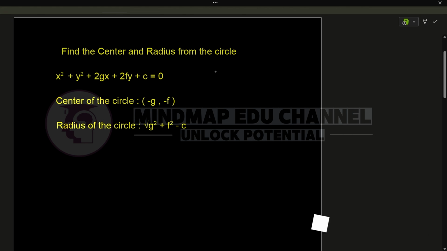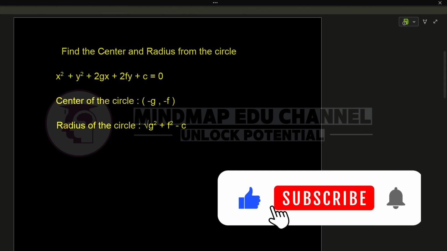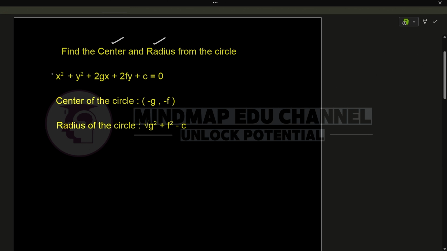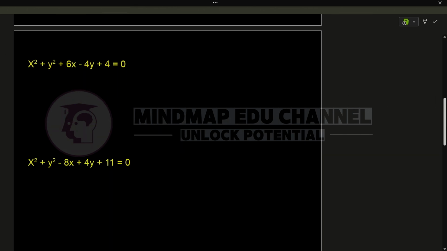In today's video, we will talk about how to find the center and radius of a circle by comparing it with the general equation x square plus y square plus 2gx plus 2fy plus c equals 0. Then the center of the circle will be given by (-g, -f), and the radius of the circle can be calculated by taking the square root of g square plus f square minus c. So now let's make it more clear by doing some sums.